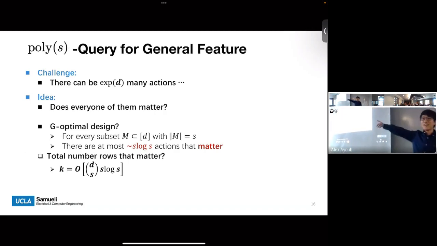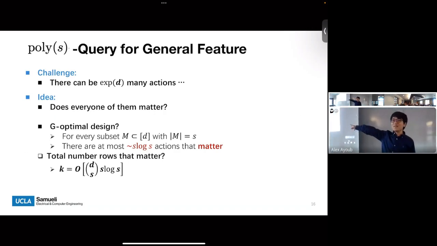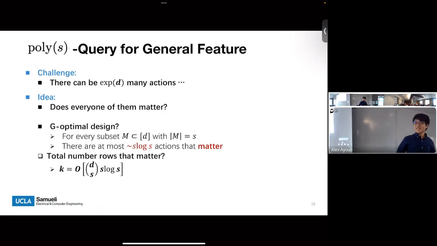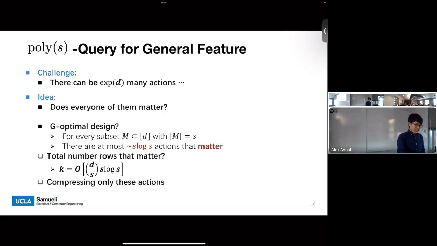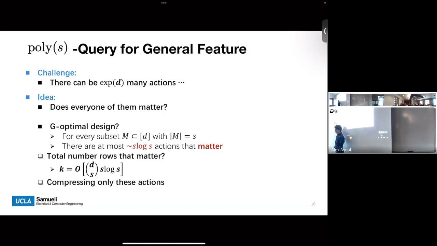And now you just apply this Deny feature of theorem, and you're done, right? So that is the overall solution. So just compress only these actions, right? Because the number of them is small, you take a log of that, it's still polynomial in S and log D, right? So you can already get a good solution.